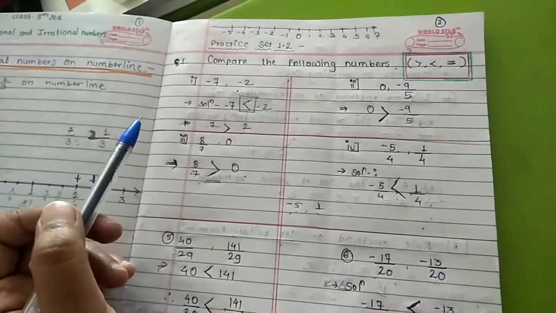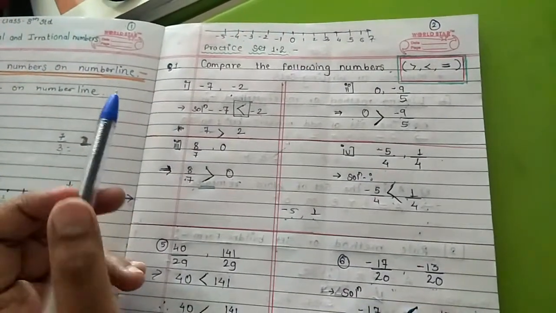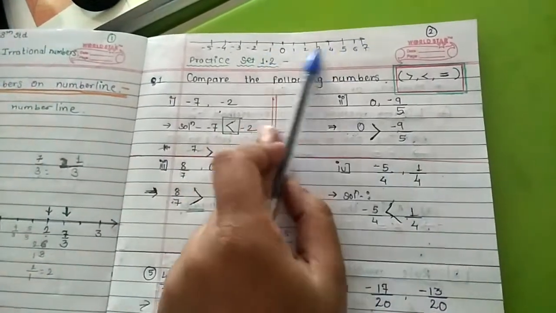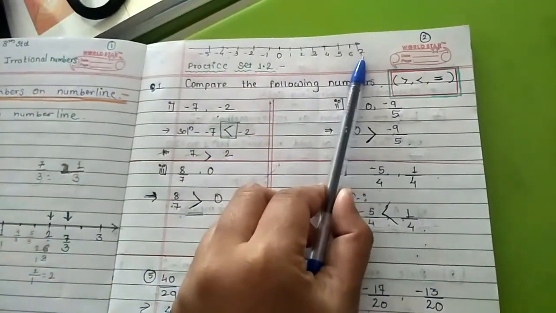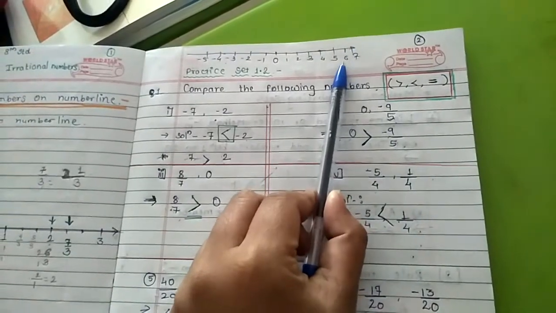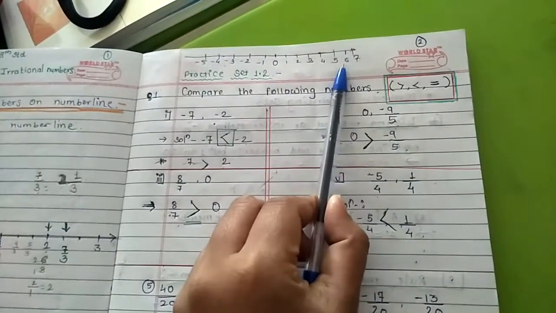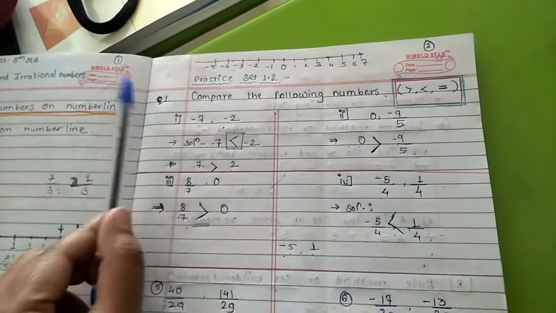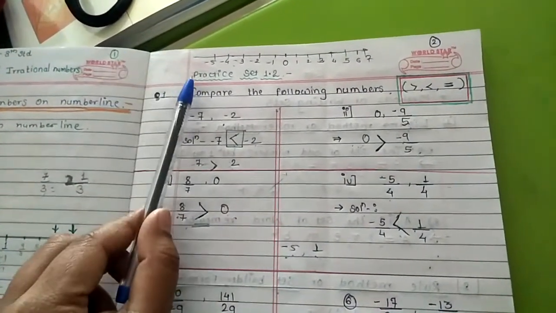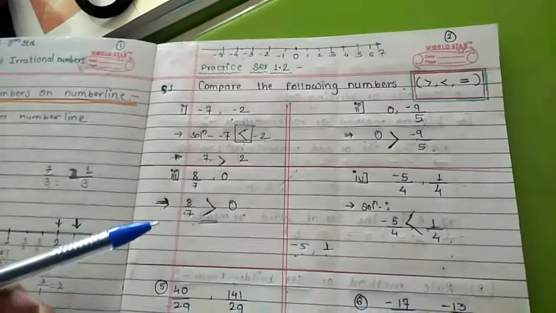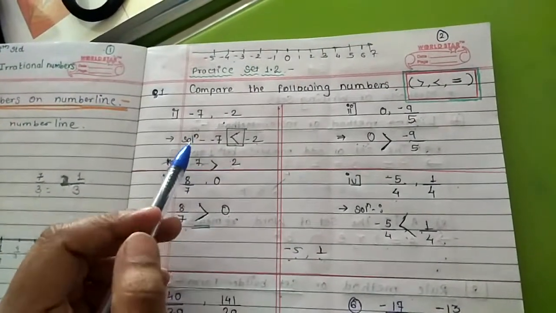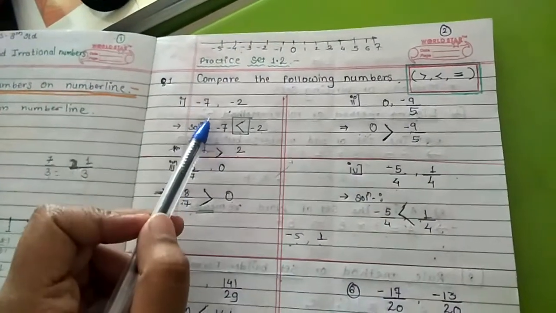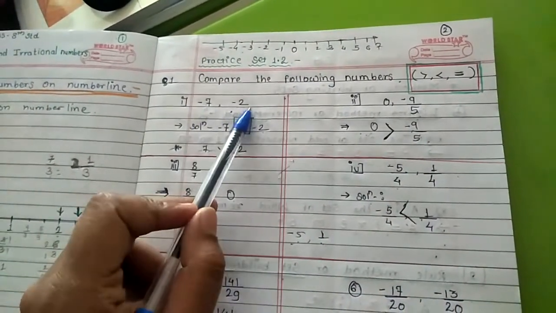Because if both the given numbers are positive, then on the number line, the numbers towards the right hand side are the greater, bigger numbers, and the numbers present on the left hand side are the smaller numbers. Now for example, let's see example number 1 from the practice set. It is given: -7 and -2.